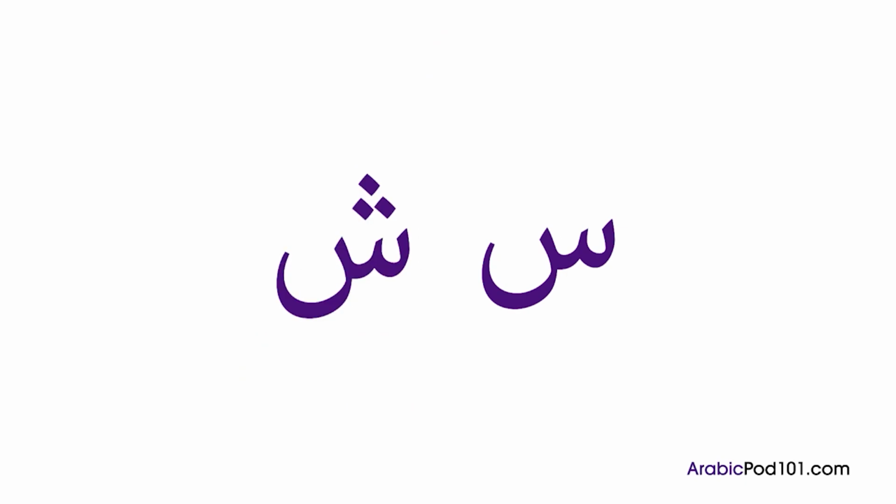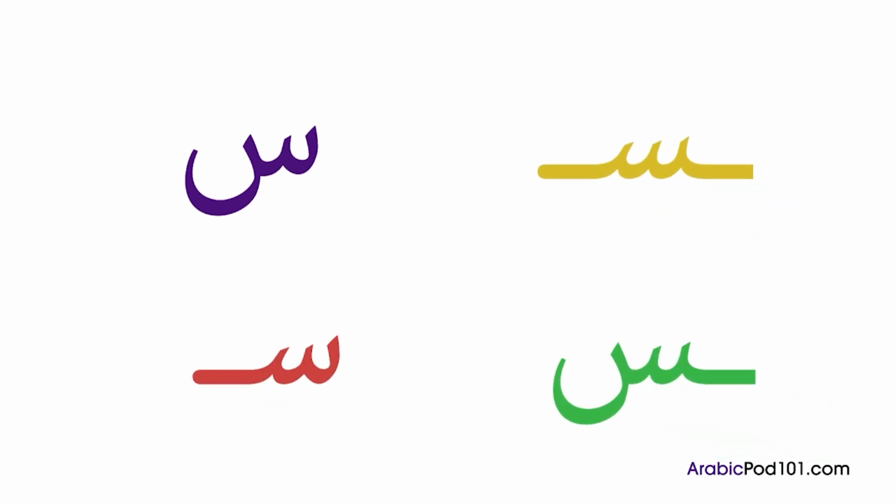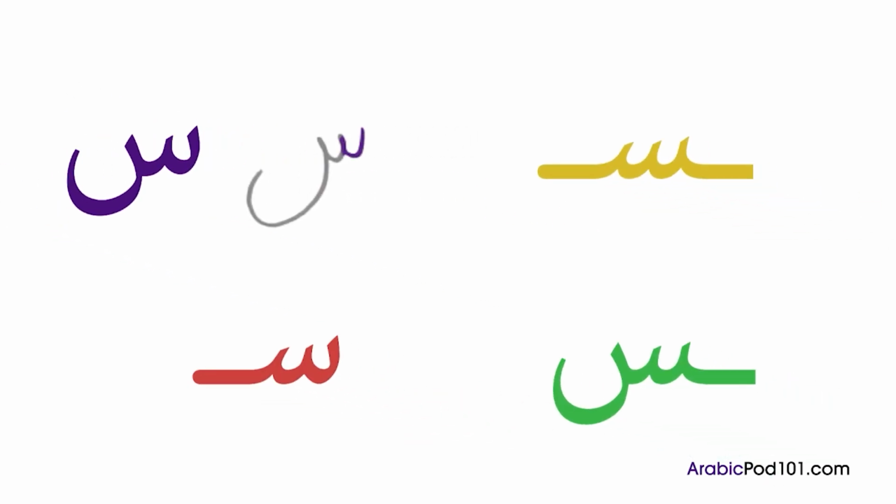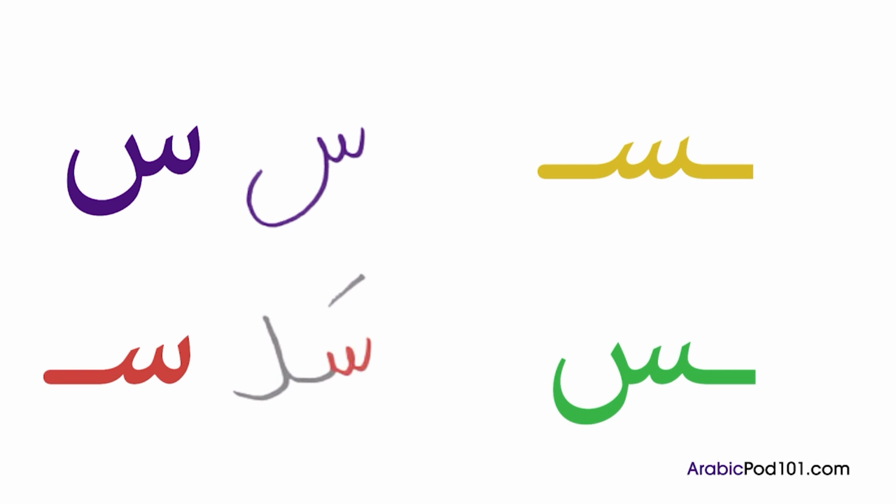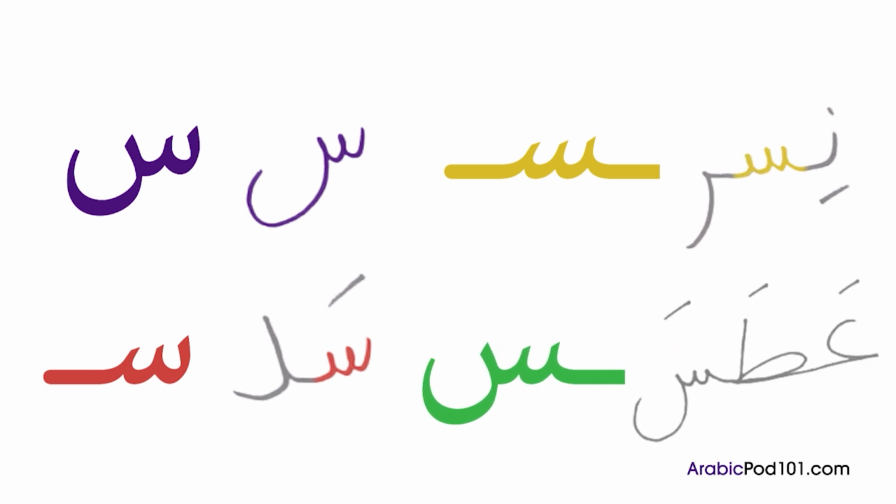In the past 4 lessons, you learned several letters with sounds that you have never heard or pronounced before. Do you remember the letters we learned in lesson 7? They were Sheen and Sheen. Both of them are very easy to pronounce. First, we have Sheen, the isolated form, and the other 3 forms: initial, medial, final.